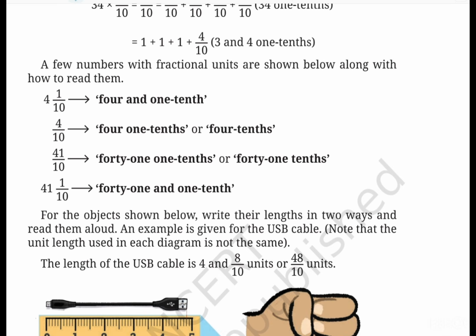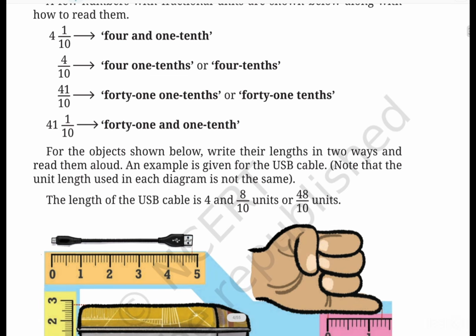A few numbers with fractional units are shown below, along with how to read them. So 4 1 by 10 is read as 4 and 1 by 10th. 4 by 10 is read as 4 tenths. 41 by 10 is read as 41 tenths. And 41 1 by 10 is read as 41 and 1/10.